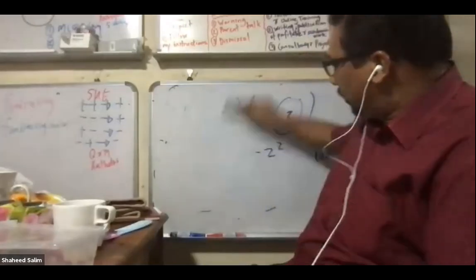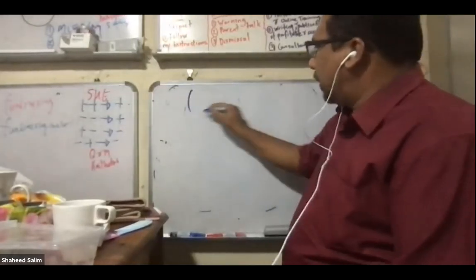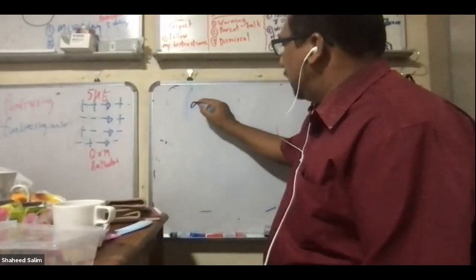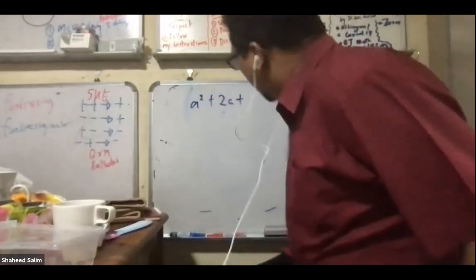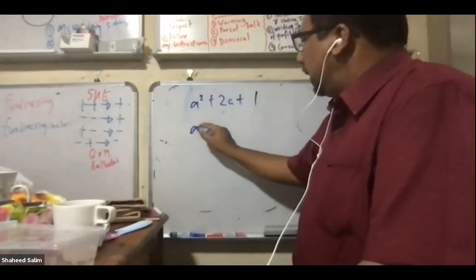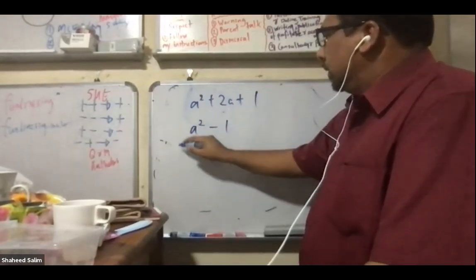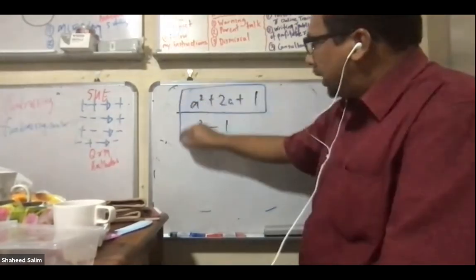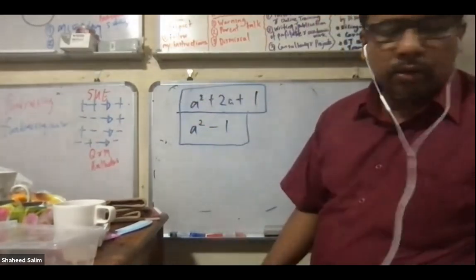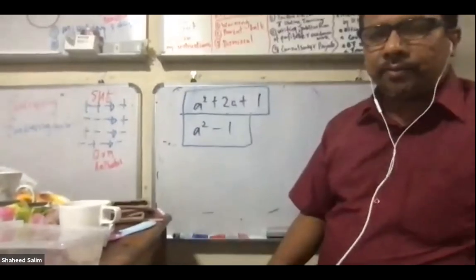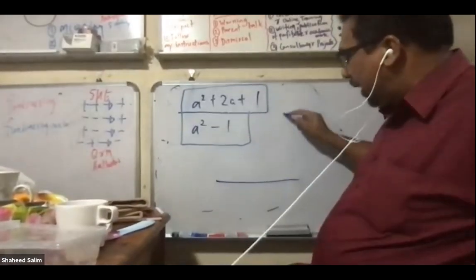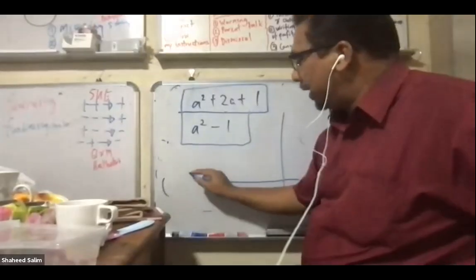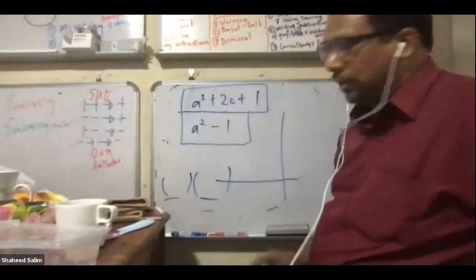So why am I telling you this? Now let's say I have something like a squared plus 2a plus 1 and a squared minus 1. These two can use completing the square to factorize. If you go in reverse, using completing the square, you can factorize and get the factorized version.